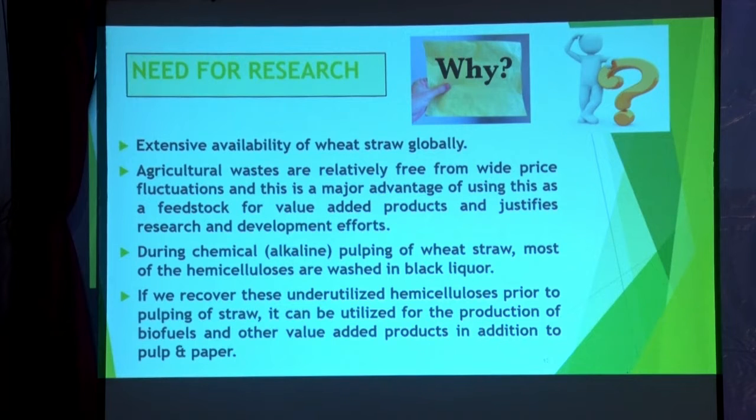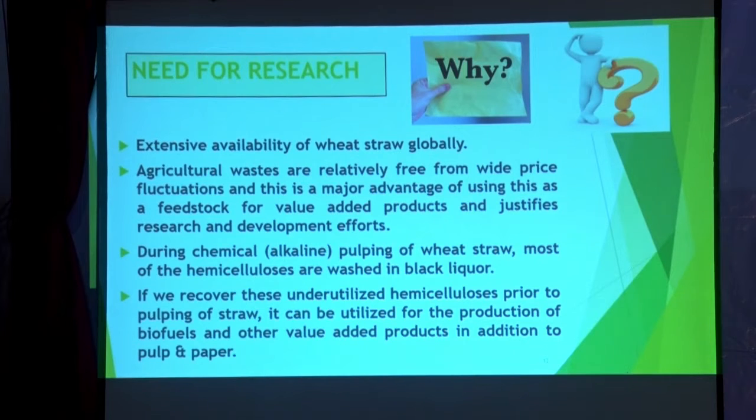The second and the major reason is that, as we all know, during the pulping of wheat straw, most of the hemicelluloses is dissolved in the black liquor along with lignin. And this black liquor is generally burnt in chemical recovery boilers for the generation of power and for the recovery of inorganics, that is our cooking chemicals. However, the heating value of hemicelluloses, which is 13.6 megajoule per kg, is very low as compared to the heating value of lignin, which is 27 megajoule per kg. So I can say that it is very inefficient to burn hemicelluloses along with lignin in a chemical recovery boiler.